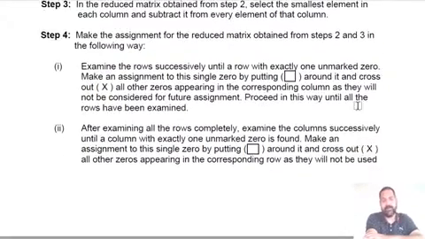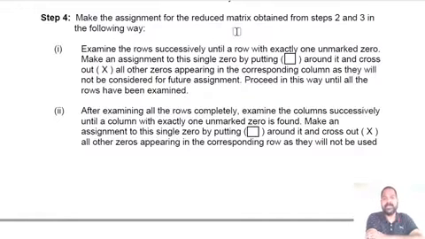Step 4, assignment. How do you make an assignment? Make the assignment of the reduced matrix obtained from step 2 and 3 in the following way. Examine the rows successively until a row with exactly one unmarked 0. So you need to have exactly one 0, and that 0 should be unmarked, which means it should neither be marked as an assignment nor should be cancelled. There should be exactly one such 0. Make an assignment in this single 0 by putting a box. This is what you put around it. You put a box around it.